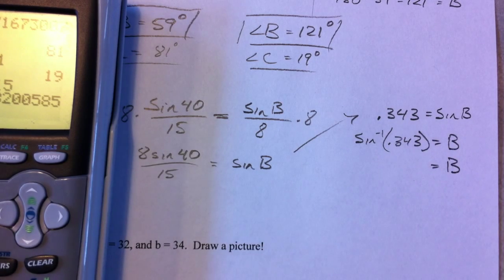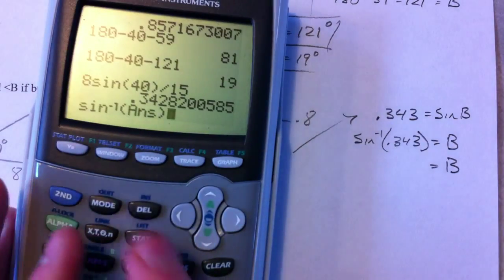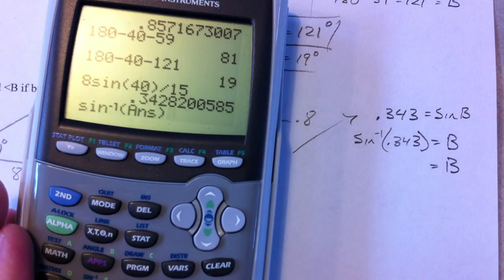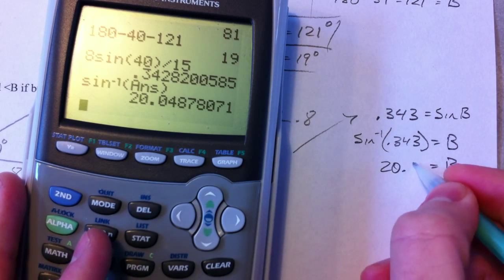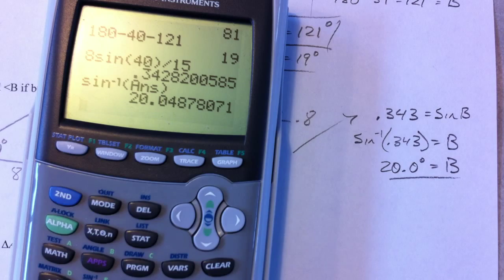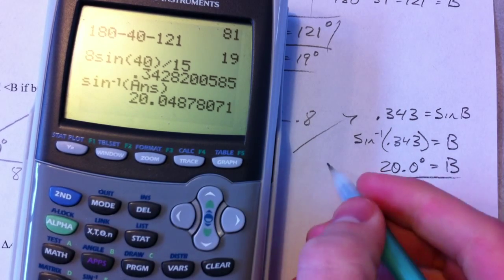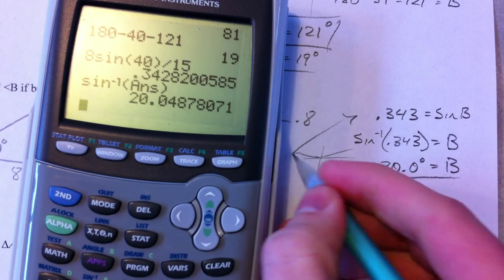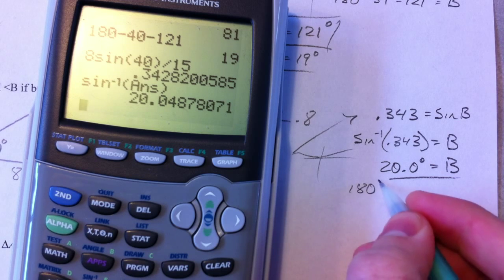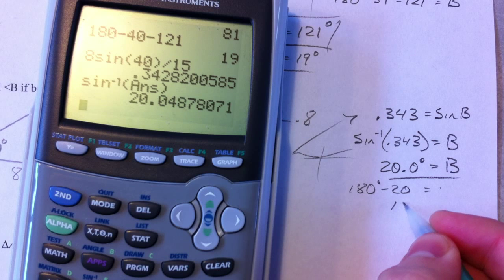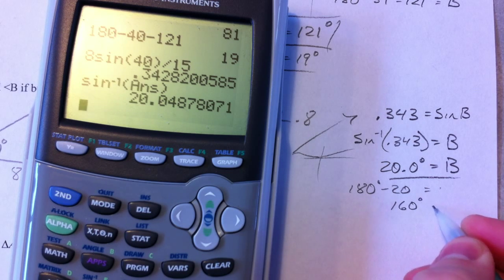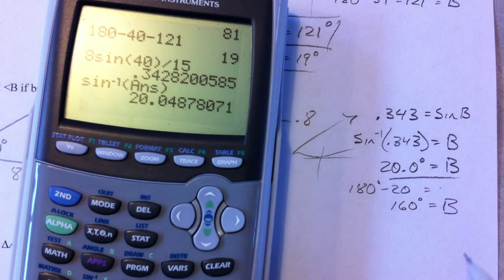And so inverse sine of the angle, remember we're hitting inverse sine by hitting second and then the sine button. And that gives me 20.0 degrees. So if I were to find my second angle, 20 degrees is right here. I have to do 180 minus 20 to find the 160 degree angle that's possible for B.